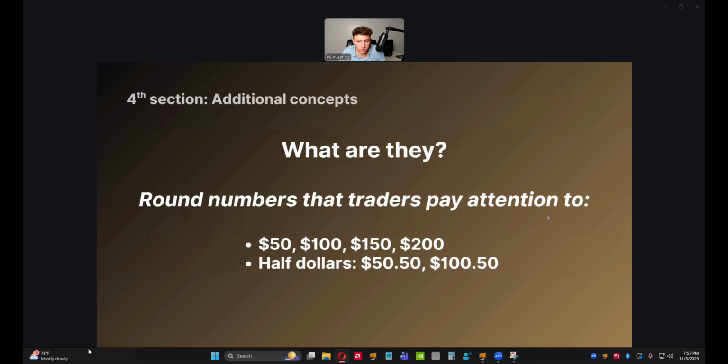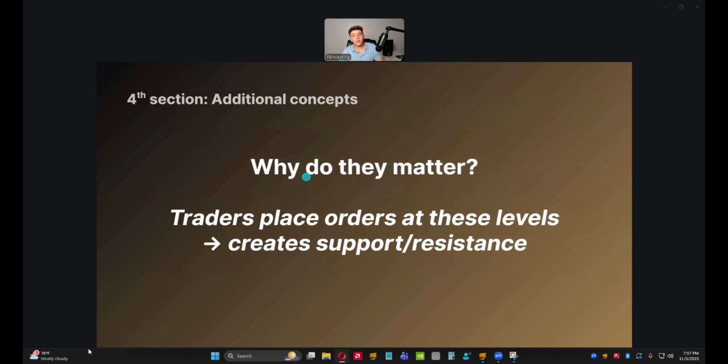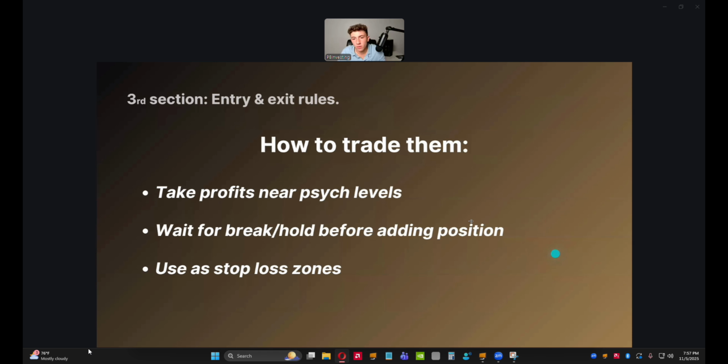Now, why do they matter? Because traders and institutions place orders at these levels, which then creates support and resistance. How do you trade them? So you want to take profits near psychological levels. You want to wait for breaks and holds before adding a position, and you want to use them as stop loss zones.